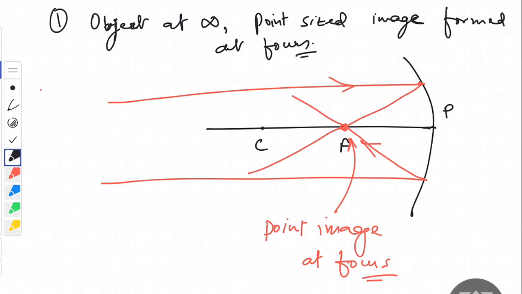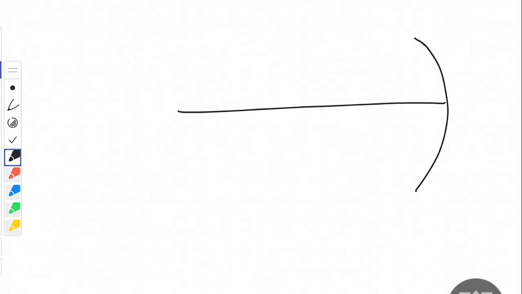Now we go to the next case, and this will be more interesting. I'll draw this. All of you just pay attention. You don't have to write anything, just enjoy the class. Now this is the concave mirror. This is the principal axis. This is the pole. Let me write in red color: this is the center of curvature, and half of the middle is going to be the focus. Now next is the object.